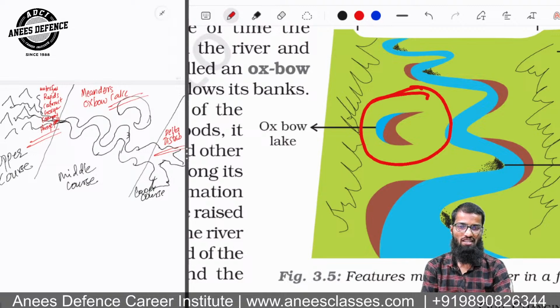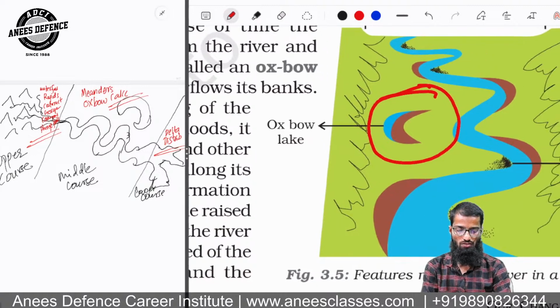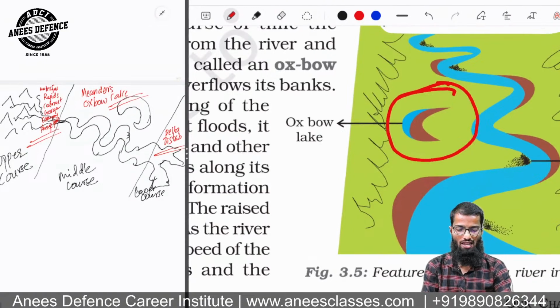And this type of lakes are formed, which are called oxbow lakes. You have 4 or 5 types of lakes. Okay, you have playa lakes, you have crater lakes, you have oxbow lakes. So remember that when you study about the lakes, you have 4 to 5 types of lakes. And in this formation, in the work of the river, you can see the oxbow lake.